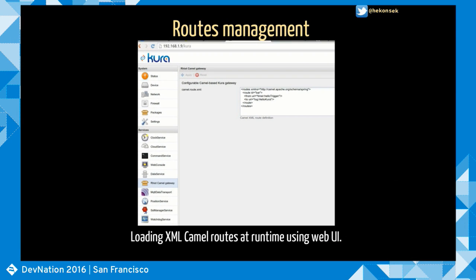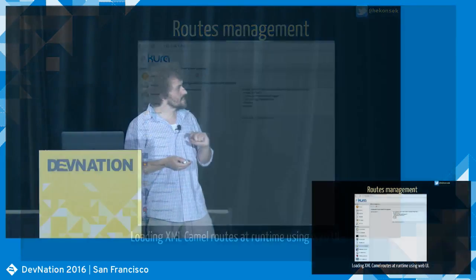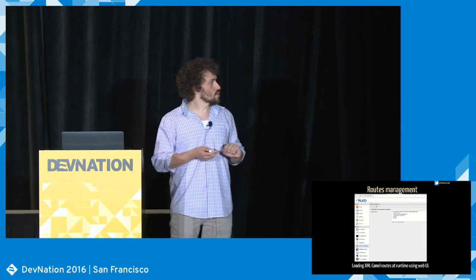Another interesting thing that comes with Camel and Kura is route management on the runtime. The previous example I demonstrated was based on something called Java DSL for Camel. That means you define routes as Java code, but Camel also allows you to define routes using XML files.